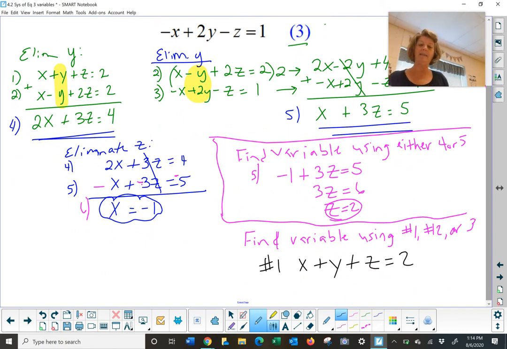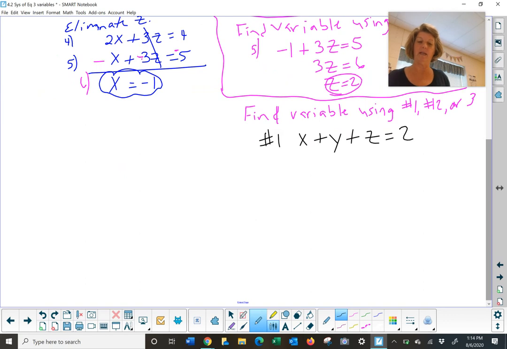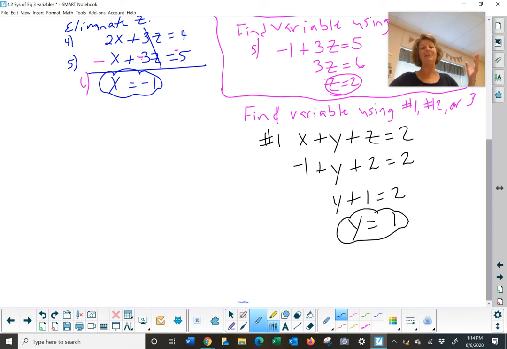We know x and we know z, so substitute in. x is -1 plus our y, which we don't know, z is 2, equals 2. So I end up with y plus 1 equals 2. Subtract 1 and we get y equals 1. Success! Maybe this is your first 3x3 for solving. Alrighty, x is -1, y is 1, z is 2.